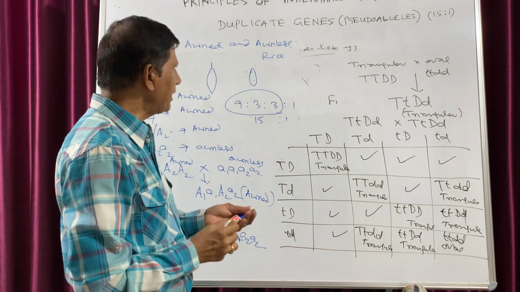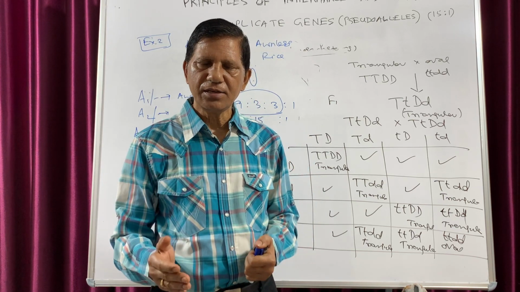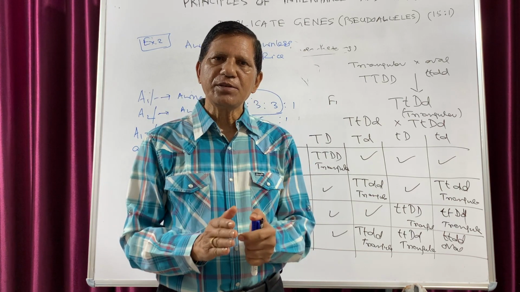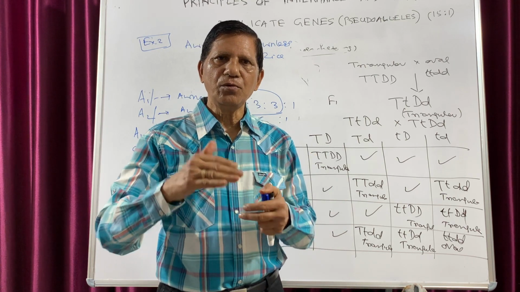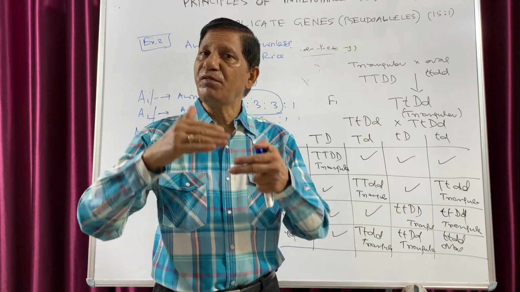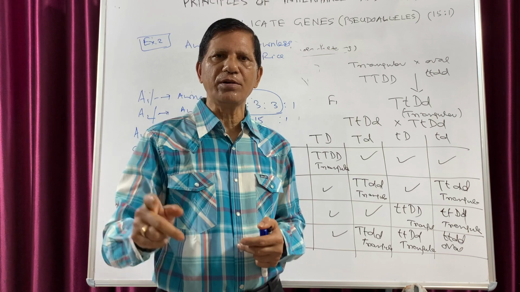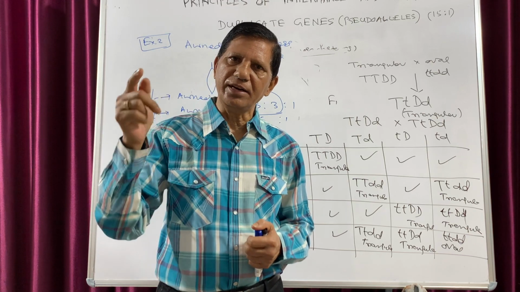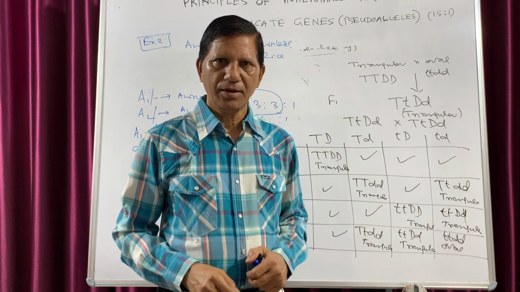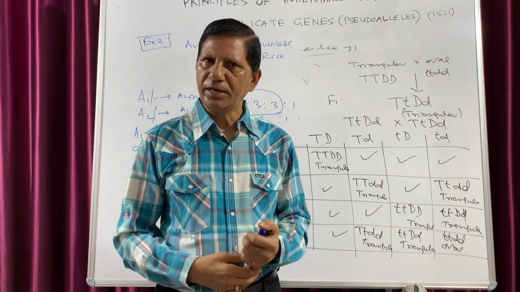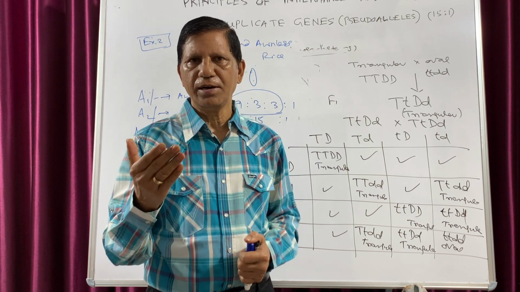So these are the 2 examples of duplicate genes or pseudo-alleles. Duplicate gene interaction is a non-allelic interaction where 2 independent genes present in different loci have the same behavior. They produce the same phenotype when they are present either individually or both are present together. So this is all about duplicate genes or pseudo-alleles. I hope you have a clear understanding.